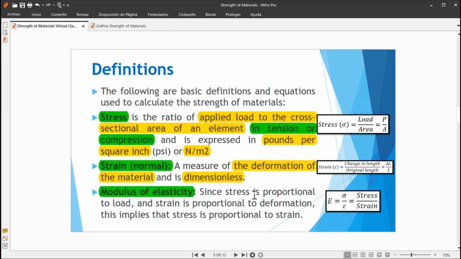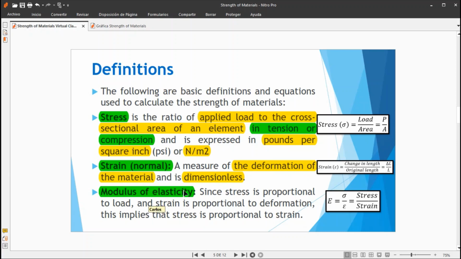Since the stress is proportional to load and the strain is proportional to deformation, this implies that the stress is proportional to strain. So look, going back, for stress, we are going to use this letter, which is sigma. Sigma is a Greek letter, okay? A Greek letter. And strain, we are going to use epsilon. Epsilon is another Greek letter.